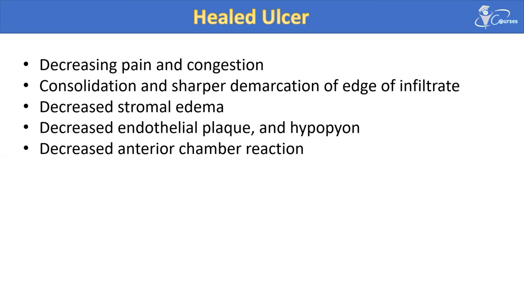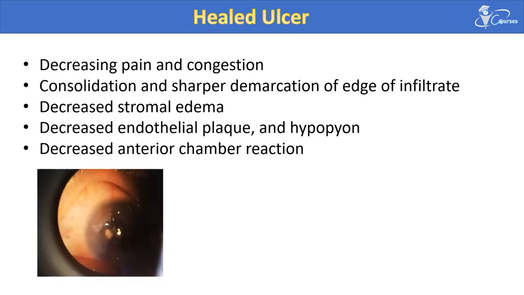You may have a question: how should I know that the ulcer is healing? How should I know that the patient is improving, and whether I need to switch my medication to another drug or keep using the same drug? There are certain signs of a healing ulcer, and there are signs of a complicated ulcer. For a healing ulcer, there should be decreasing pain and congestion. There will be consolidation and sharp demarcation of the edge of infiltration. This is one of the most important signs. Like this is one of my patients.